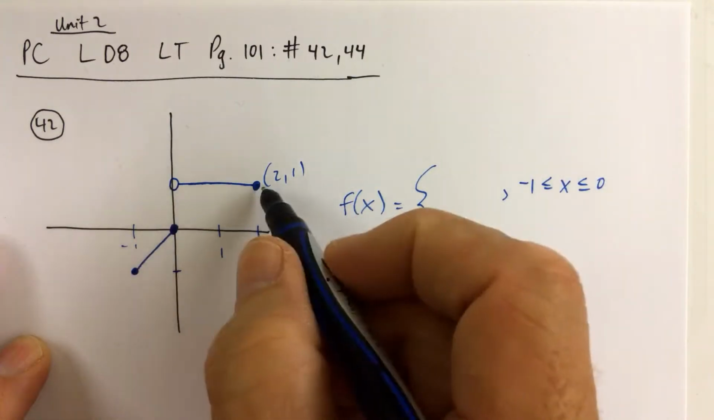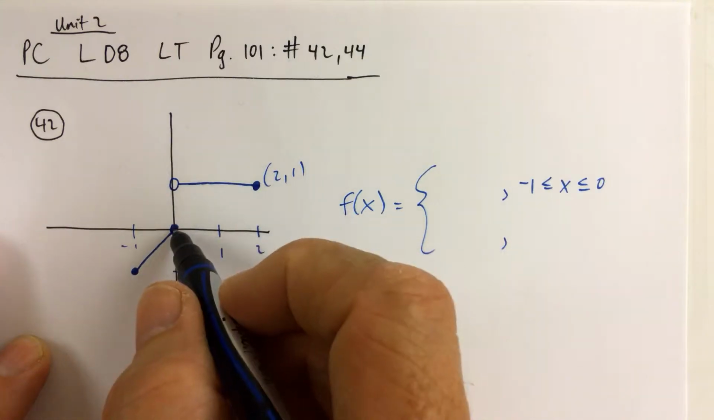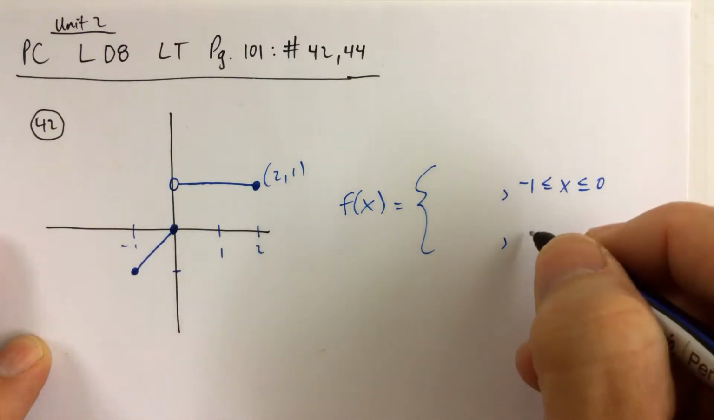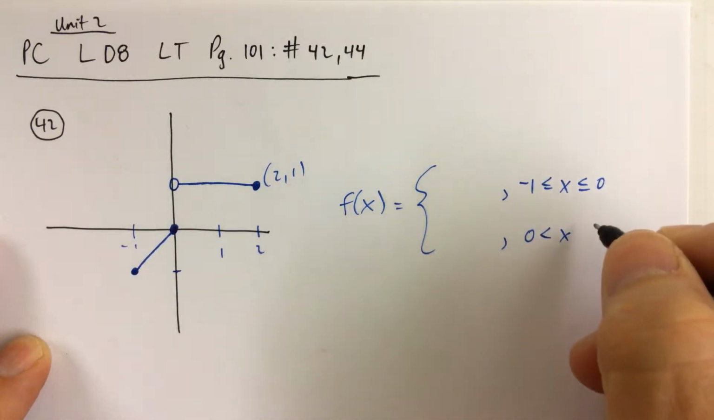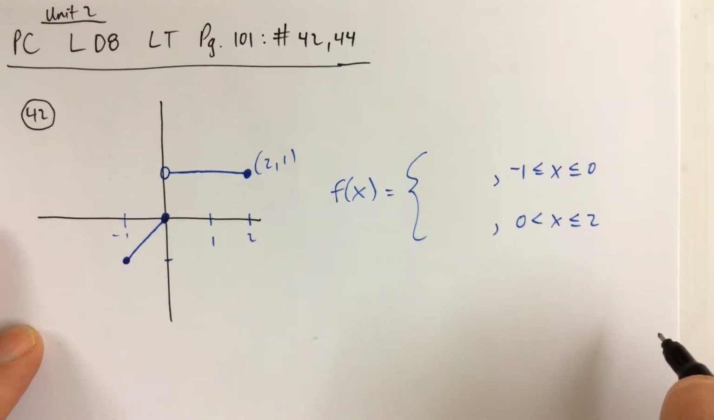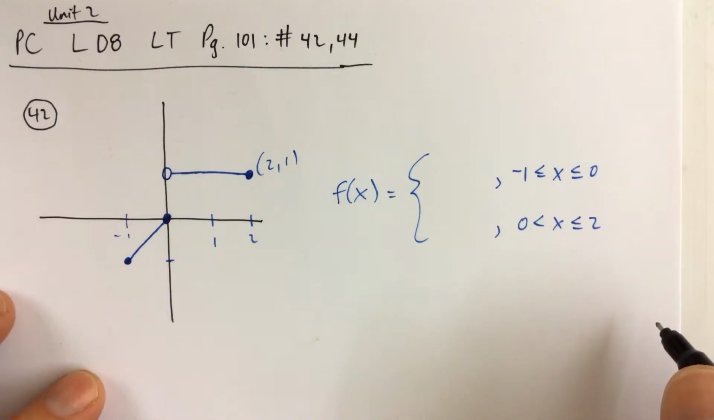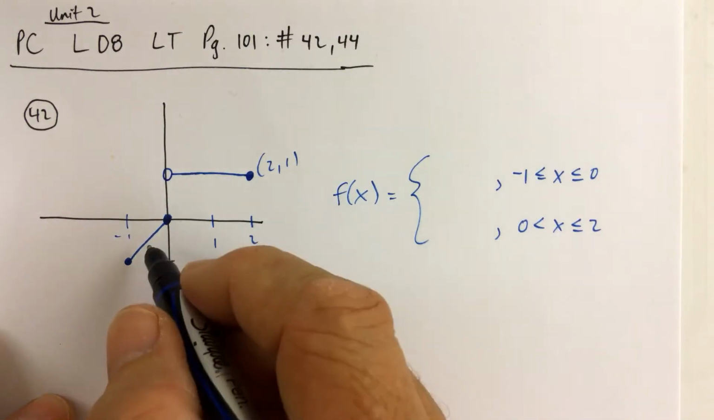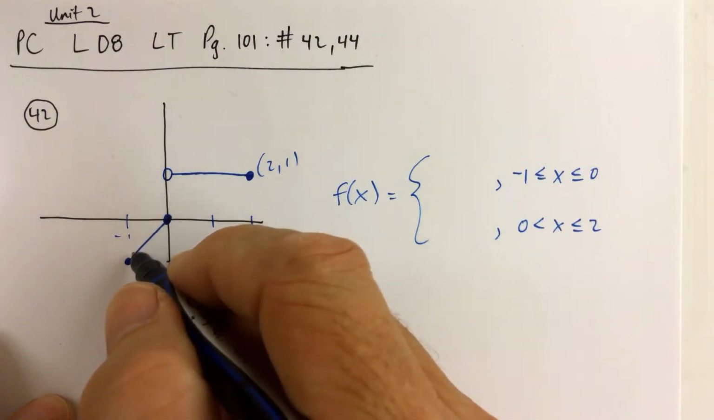The next piece we can see is defined between x equals 0 and x equals 2, but not equal to 0. So x has to be in between 0 and 2, not including 0, but including 2. So that's the first thing we'll do. The second thing we'll do is to try to figure out, well, what kind of functions are they?